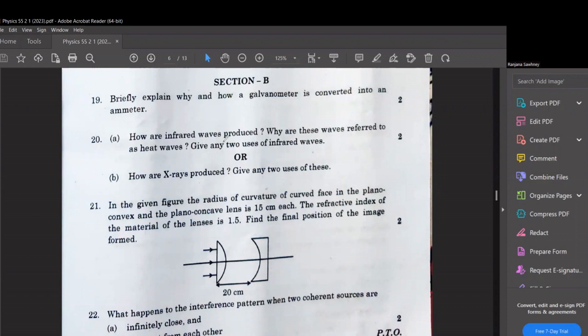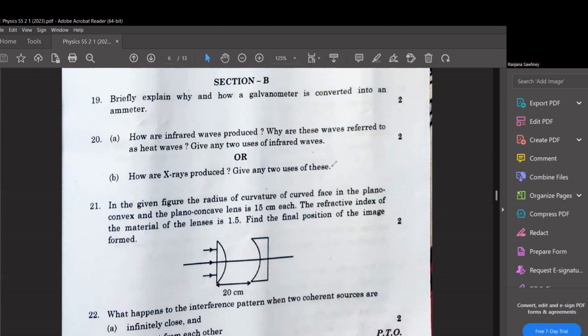Next is how are infrared rays produced? They are produced by hot bodies. All hot bodies produce infrared waves. Why are these waves referred to as heat waves? Because they are readily absorbed by the water molecules, which increases their thermal energy and the temperature of the surroundings. That is, it will heat the surroundings. So that is why they are referred to as heat waves. Give any two uses of infrared waves. Any two uses you have to write, like it is used in greenhouse effect, it is used in remote switches, and any other two uses could be written.